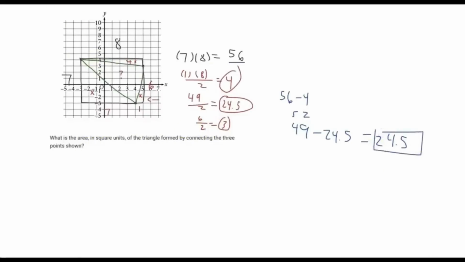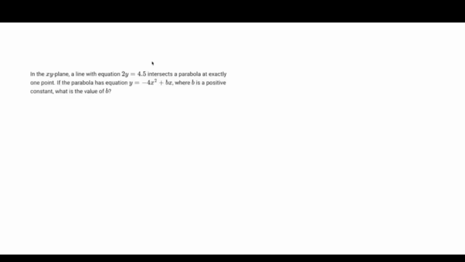In the XY plane, the line with equation 2y equals 4.5 intersects a parabola at exactly 1 point. If the parabola has equation y equals negative 4x squared plus bx, where b is a positive constant, what is the value of b? Alright, so first off, I'm just going to say this. You can solve this very easily with the Desmos calculator, and I'll show you how to do that. However, I'm going to show you how to do it algebraically.